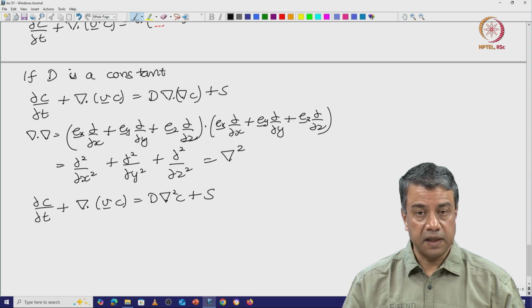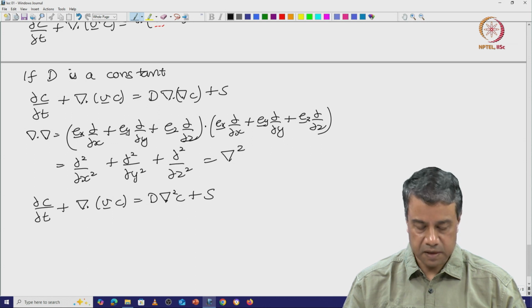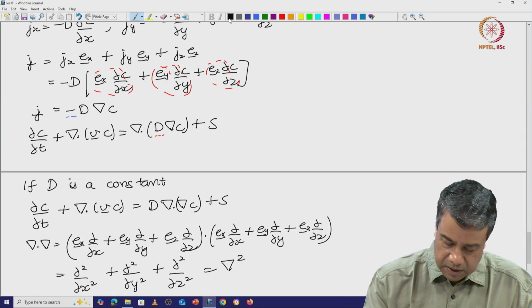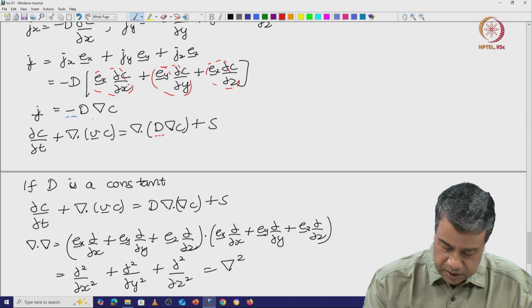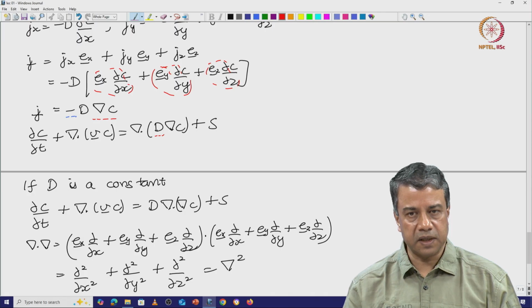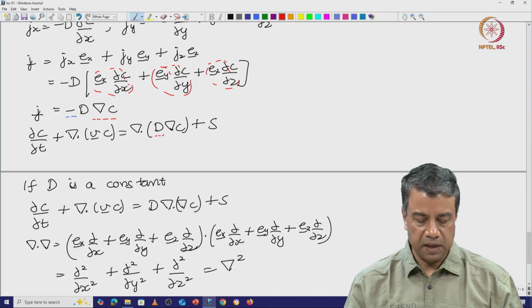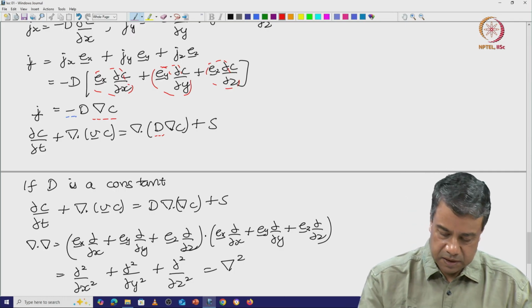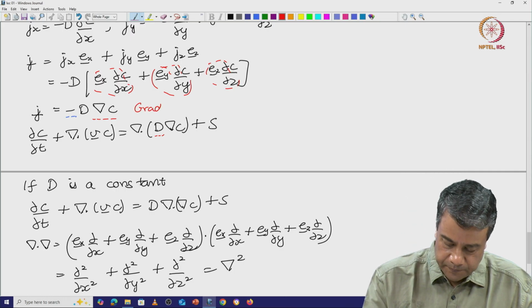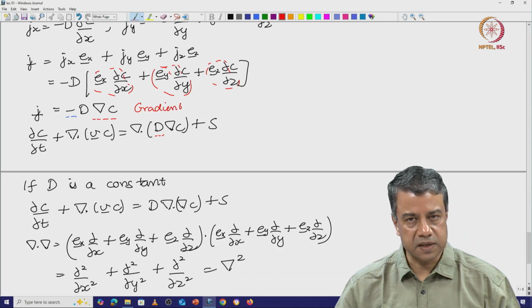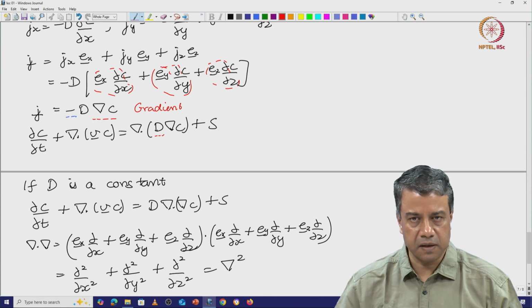So, in writing these expressions in terms of vector notation, note that we have used 3 operators. The first one is in the Fick's law. This vector derivative, Ex d by dx plus Ey d by dy plus Ez d by dz, acting on a scalar gives you a vector. So, the flux is a vector. This is called the gradient, the gradient of a scalar.